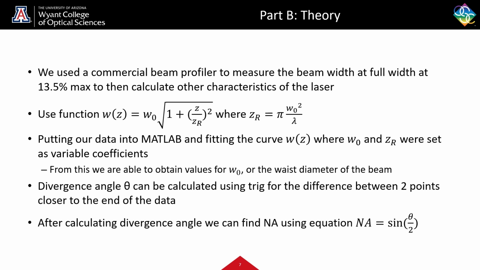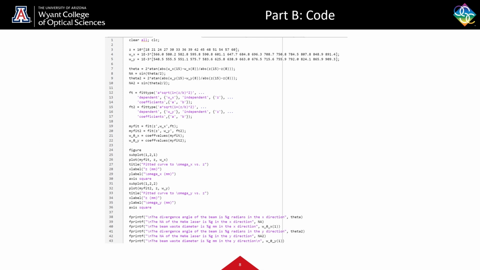Divergence angle theta could be calculated using trig and the difference between two points close to the end of the data, and then after calculating divergence angle we can find NA using the equation NA equals sine theta over 2. This is the code that we used.